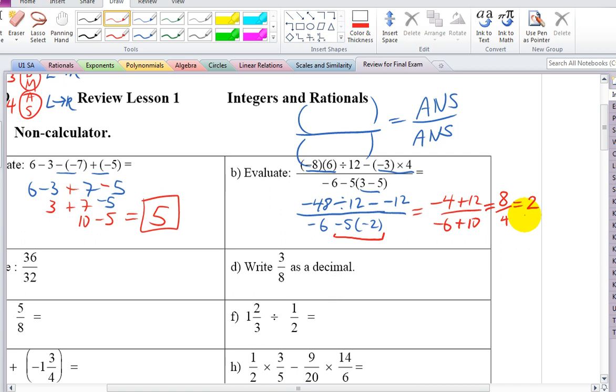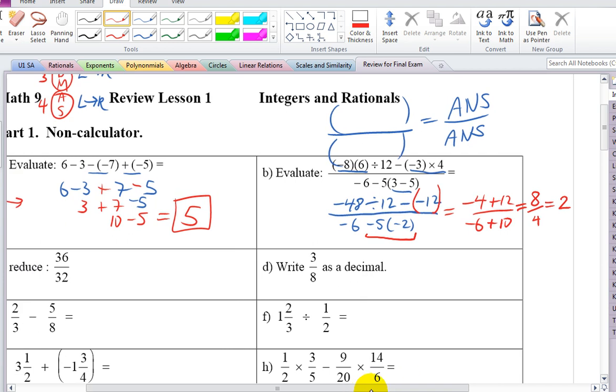Couple. Lots of places to make mistakes. You got to be careful. Got to watch your signs. Sometimes it's helpful to put brackets around your negatives so you don't confuse your signs as one long, super huge negative sign. Any questions?